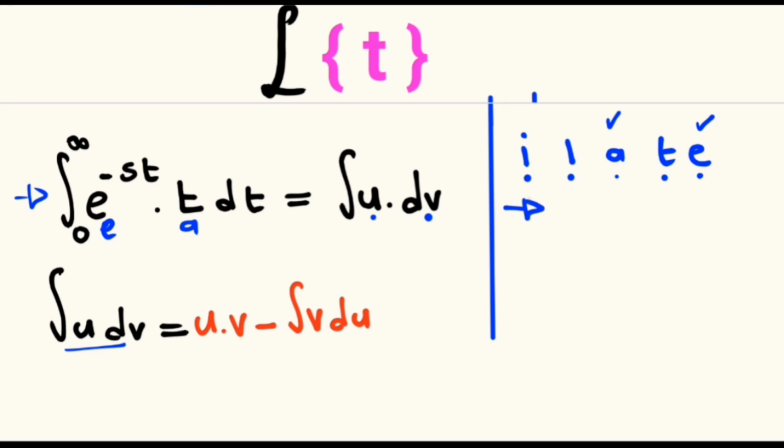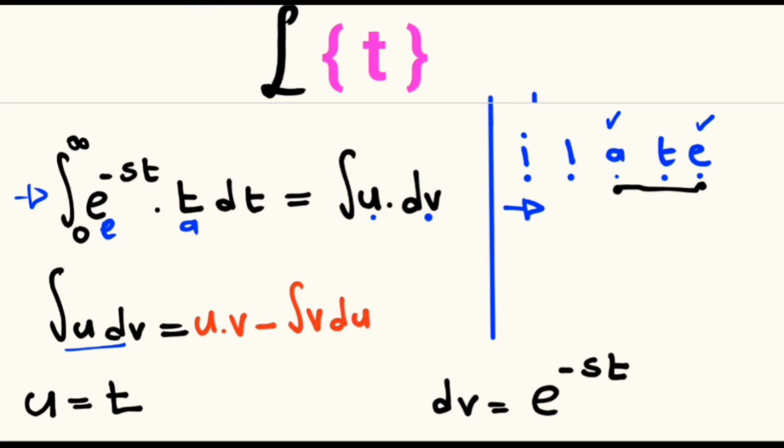Going to the right, the first letter that we come across will represent the function that will be equal to the u, and the other letter will represent the function that will be equal to the dv. So as we can see, we have the a before the e, so the a represents the function that will be equal to u. So we have that t will be equal to u, and the dv will be equal to the e raised to the power negative st.